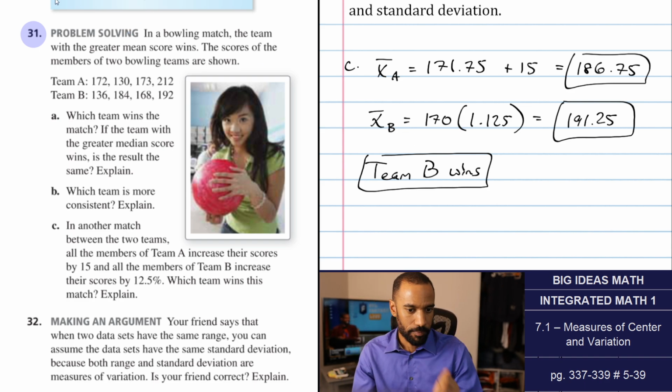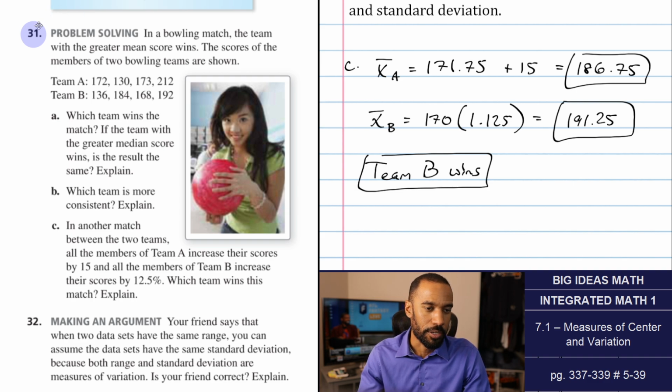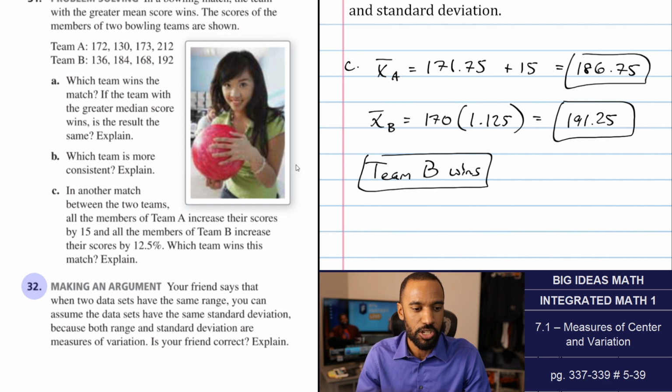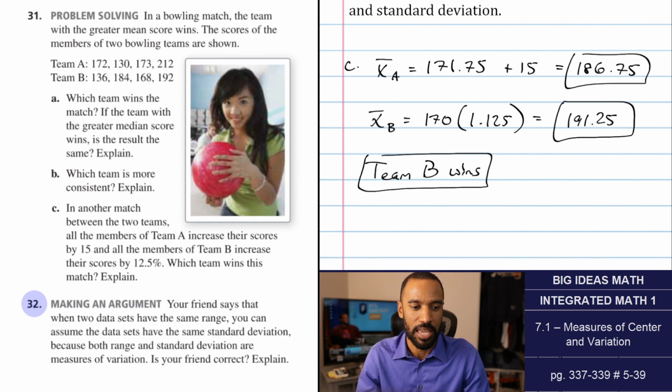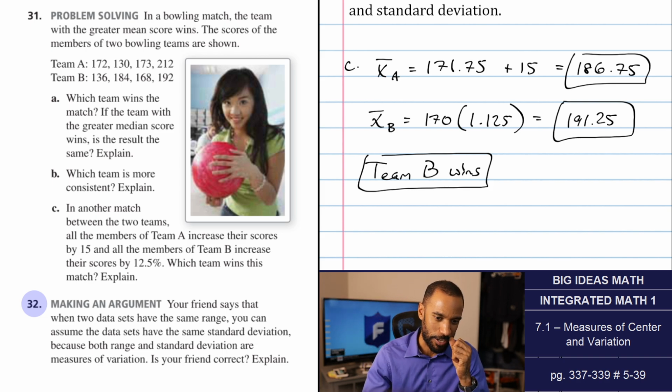Number 32. Your friend, who's probably wrong, says that when two data sets have the same range, you can assume they have the same standard deviation, because both range and standard deviation are measures of variation. Is your friend correct? Explain.